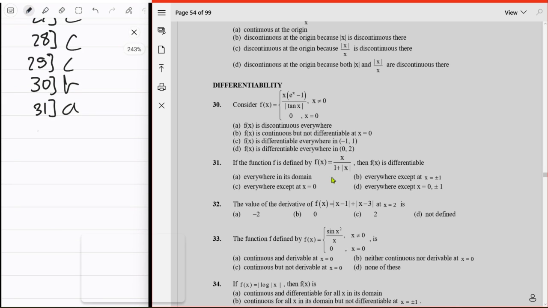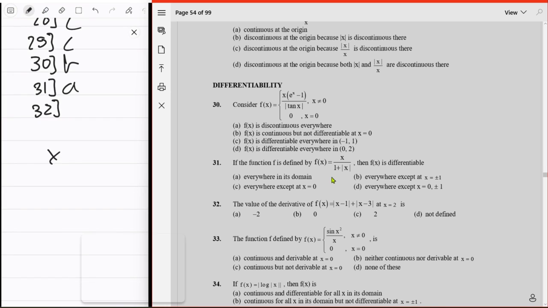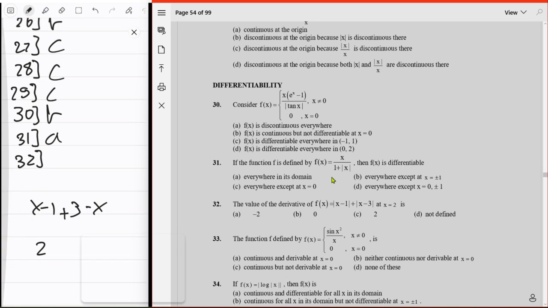So to the next question, 32. The value of the derivative of f of x equal to mod of x minus 1 plus mod of x minus 3 at x equal to 2 is, sorry, what is the value of the derivative of this function at x equal to 2? Near x equal to 2, mod of x minus 1 will just be x minus 1, and the mod of x minus 3 will be 3 minus x. That just means the sum is 2. So between 1 and 3, this is just 2 throughout, so the derivative is 0 at that point. There we go, here's the answer.